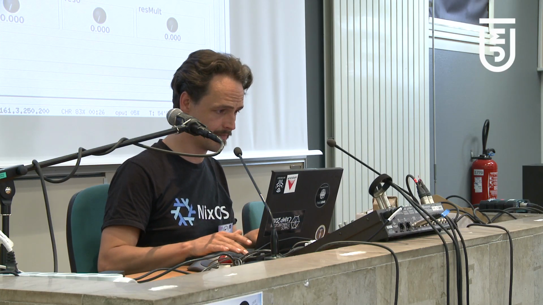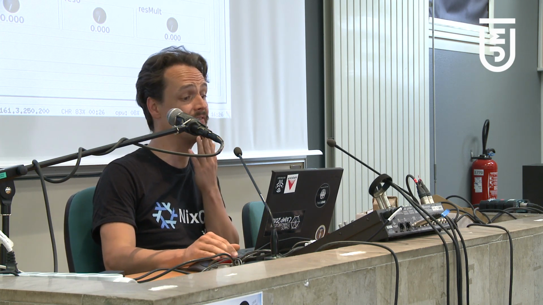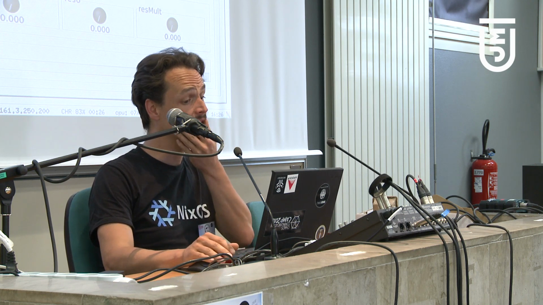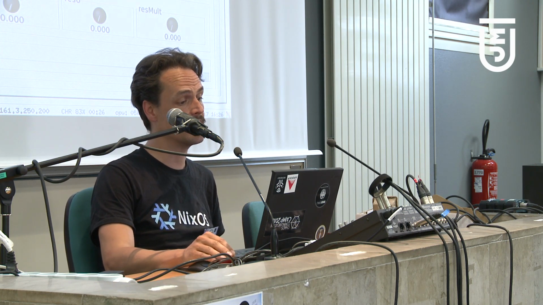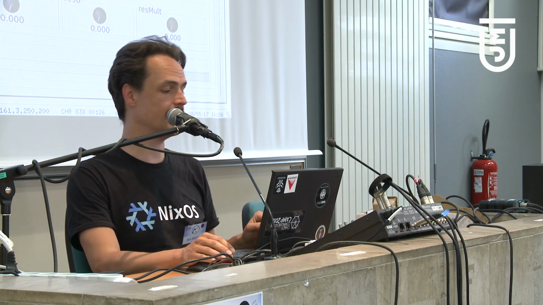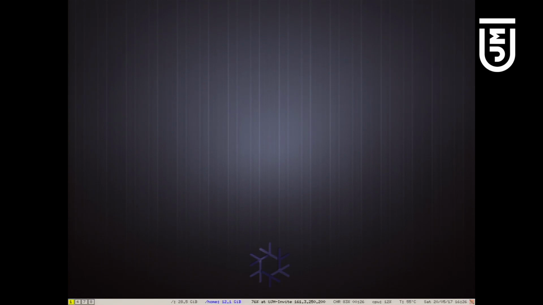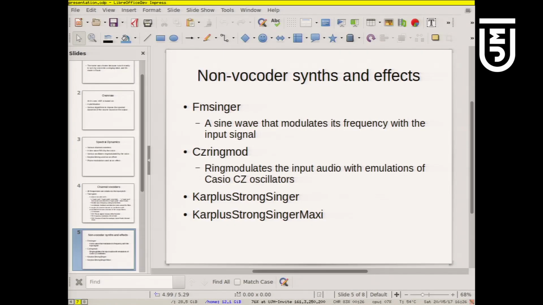I guess I'll skip all the details. So these are again five octaves, different kinds of oscillators. So the square, pulse, and reso, and each with an index. I can quickly let you hear the index thing. So basically, making it brighter. I guess I'll leave it at that.